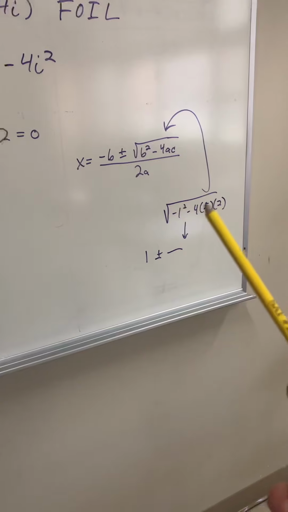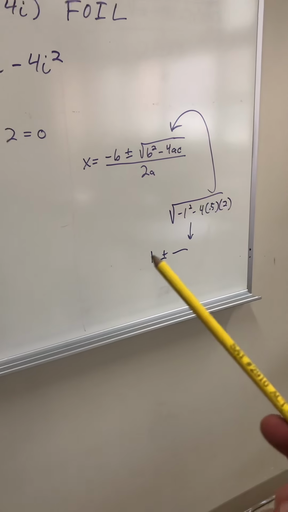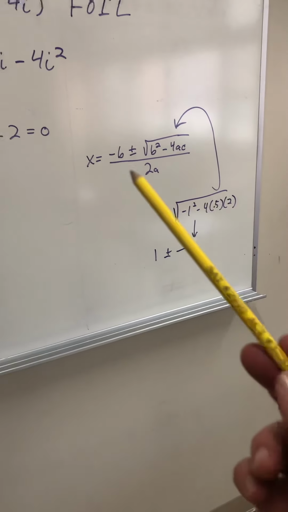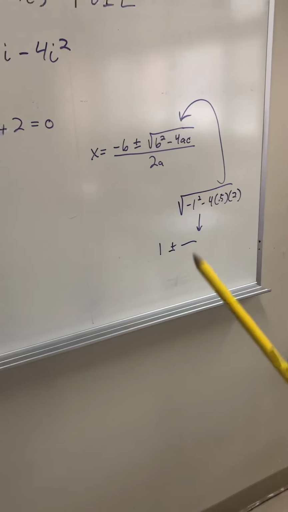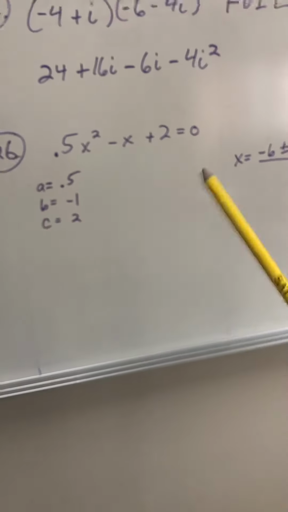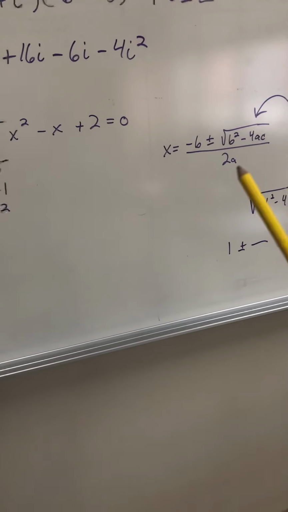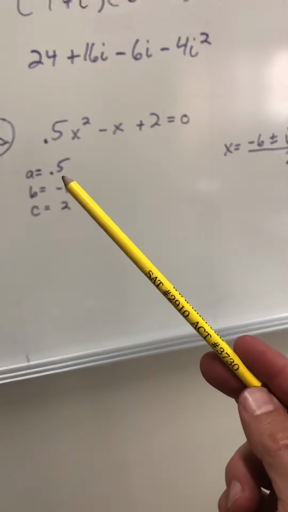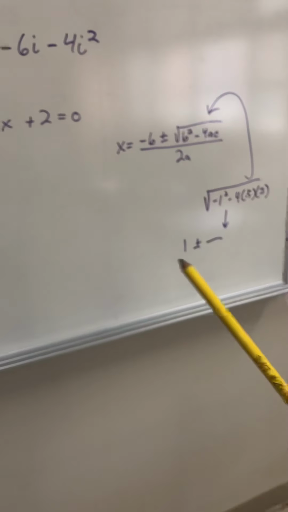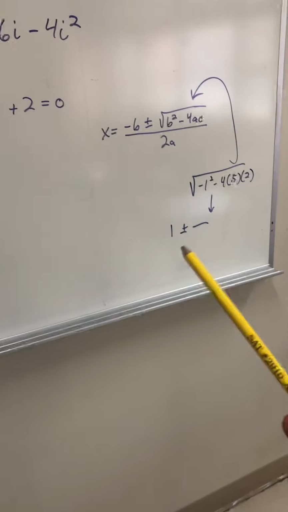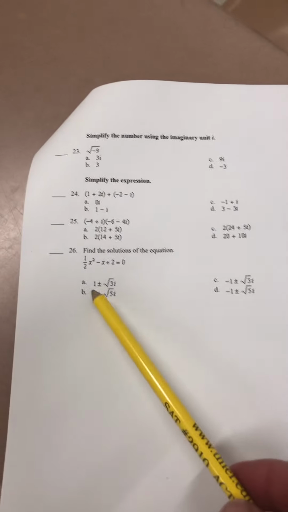Do the discriminant first and then put that in, and it's 1 plus or minus that. It's not going to be over anything because this is negative B, -1 is a 1, and 2 times A, 2 times a half is 1. So anything over 1 is just itself, so you don't have to put it over a fraction. That's why none of the answers are in fraction form.